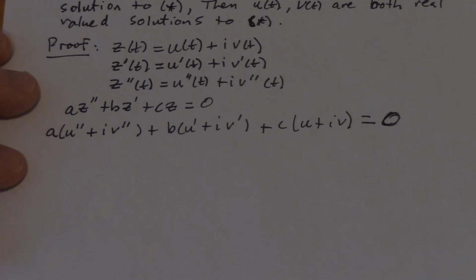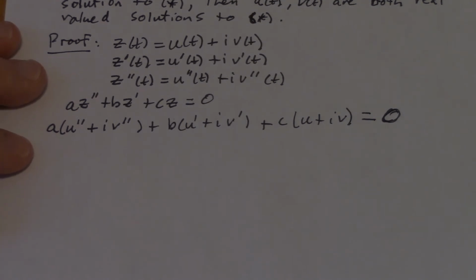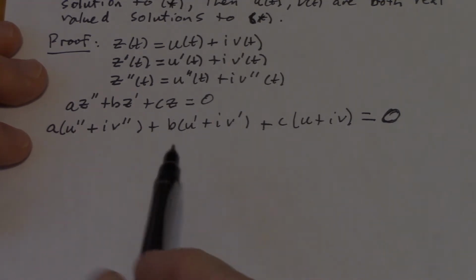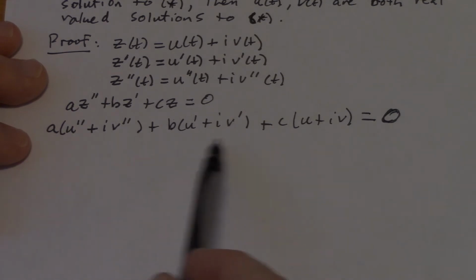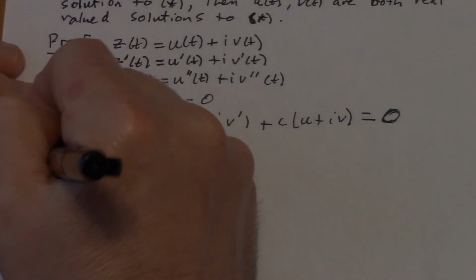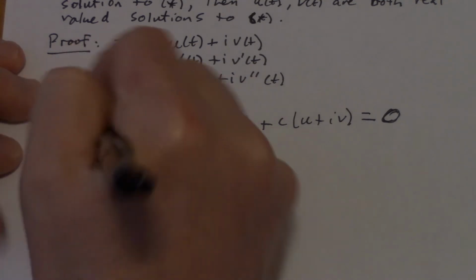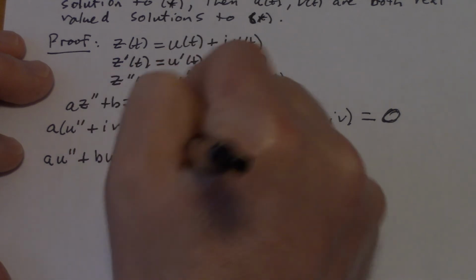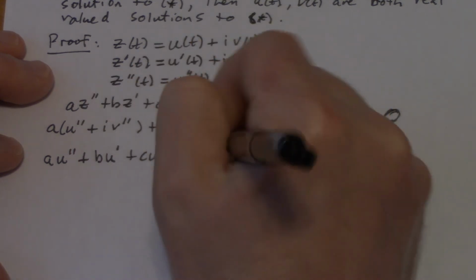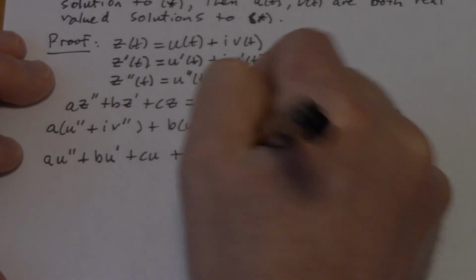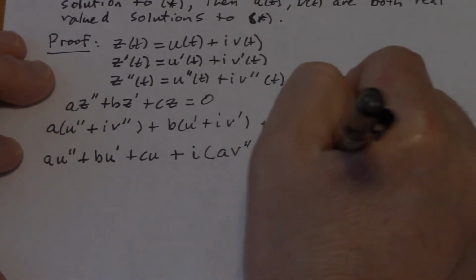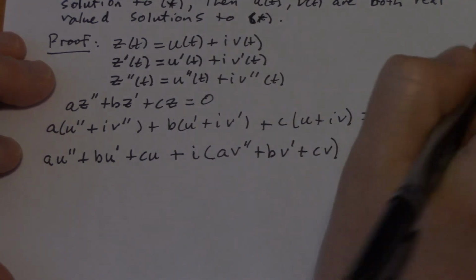Okay, and then what do we do to sort of get what we want? Well, it's a real common thing that we see in these types of exercises and proofs. We regroup. So I'm going to put all the u's together, and I'm going to put all the v's together. Now notice that all the v's have an i with them. So I'm going to factor that i out. So this is going to be a u double prime plus b u prime plus cu, and then i times a v double prime plus bv prime plus cv, and that whole thing is equal to 0.